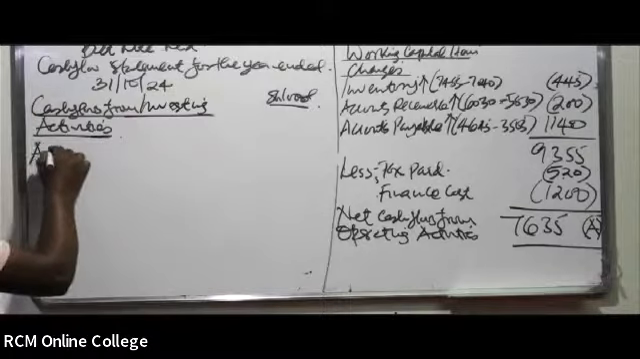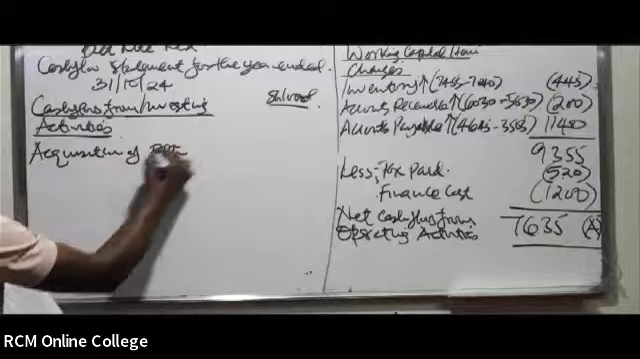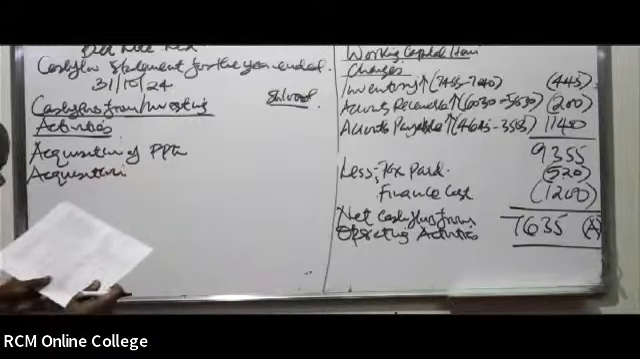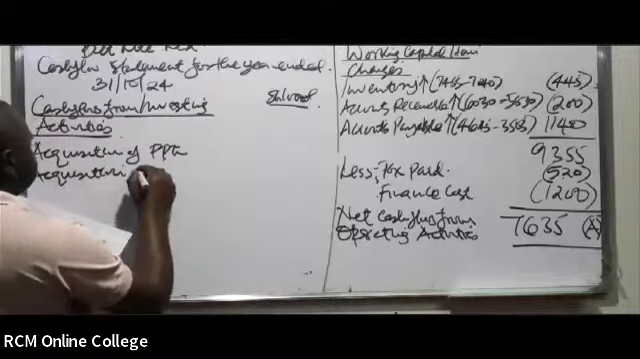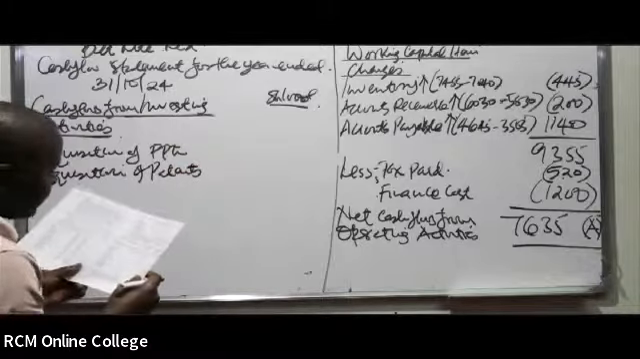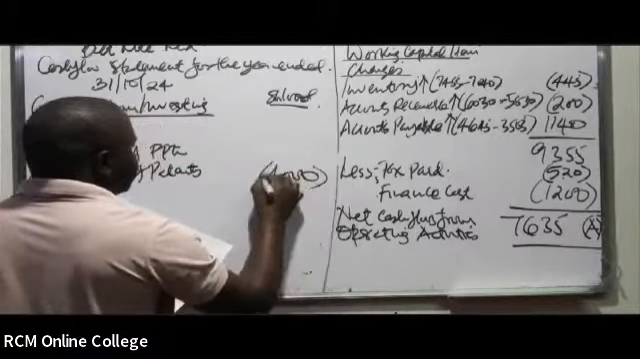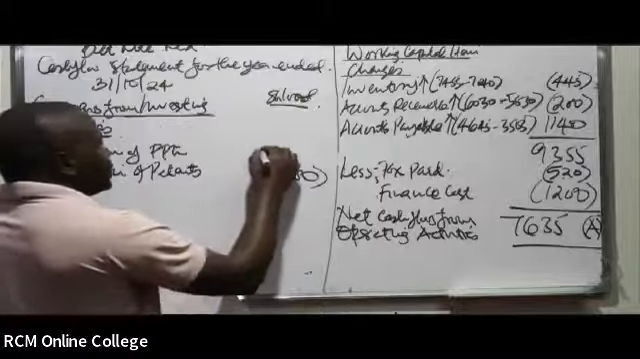So we have in this case two acquisitions: acquisition of PPE, and there was that acquisition of the patents. So acquisition of patents, it was an amount of 4 million. So because it was an acquisition, you deduct. There was also an acquisition of PPE, which you've been able to get in the property, plant, and equipment. It was 16,595.